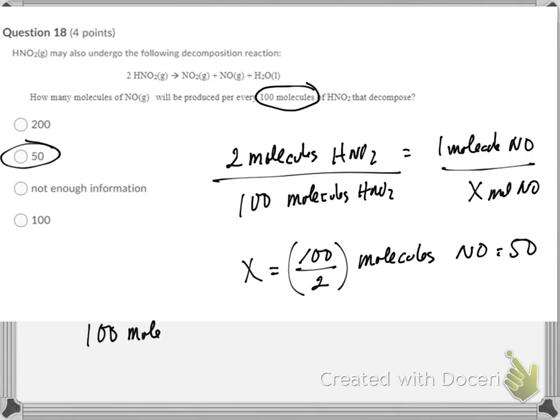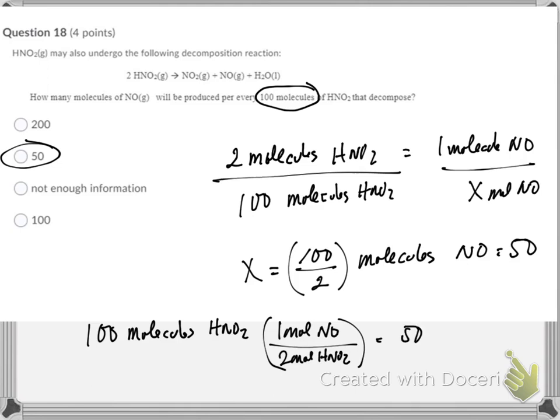Could also do this using more traditional methods, but it's a little bit cumbersome. It's 100 molecules of HNO2. For every 1 molecule of NO, you need 2 molecules of HNO2, and you still get 50. So either way, the answer is 50.